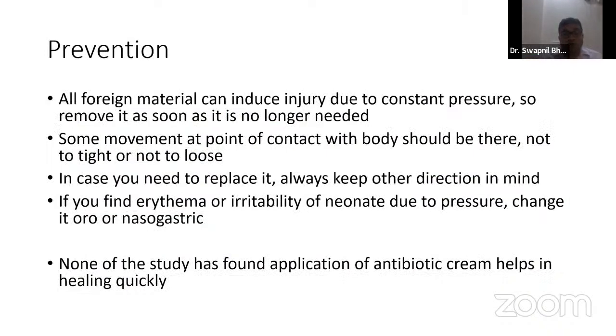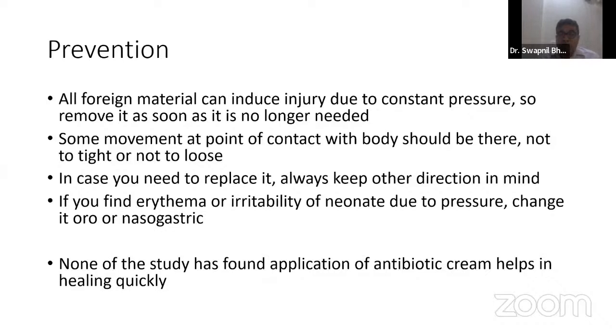Now, for prevention, all foreign material can induce injury due to constant pressure. So remove it. You cannot say that RT cannot produce injury. It produces it, as we have seen in the previous slide. Some movement at the point of contact with the body should be there. If it is too tight or too loose, it is going to create some kind of problem to the baby. In case you need to replace it, always keep the opposite side in mind.